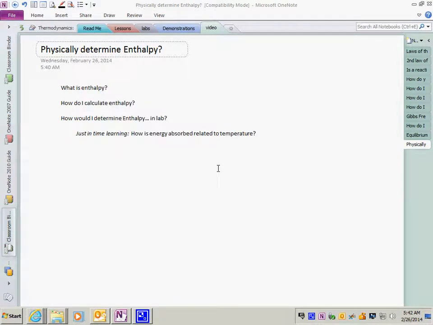Good morning and welcome to the video called How Do I Physically Determine Enthalpy? And this is something we'll be using in lab.